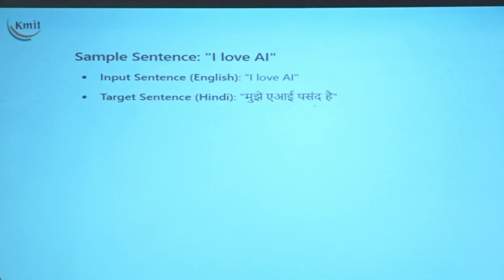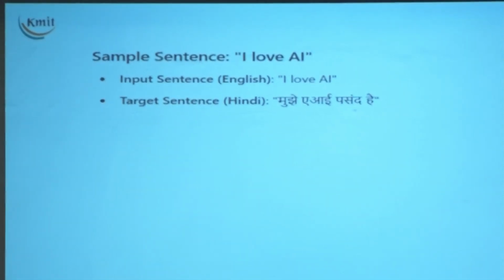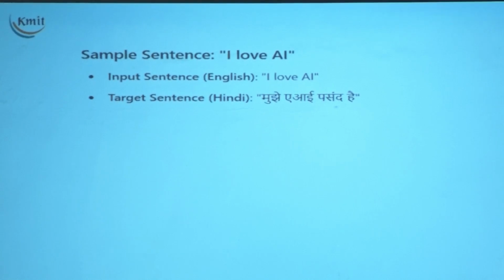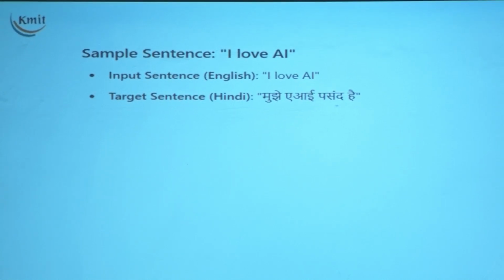Okay. Now, what is the sentence that I want to process? I am taking the sentence I love AI. So what is my input sequence? I love AI in English. What is my output target that I want to generate? In Hindi. So when I say I love AI, what is the Hindi translation of that? Mujhe AI pasand hai. So this is what I want to do. When I give I love AI to the machine, it should generate Mujhe AI pasand hai, after the training is done. Without training, even the machine can't do that.